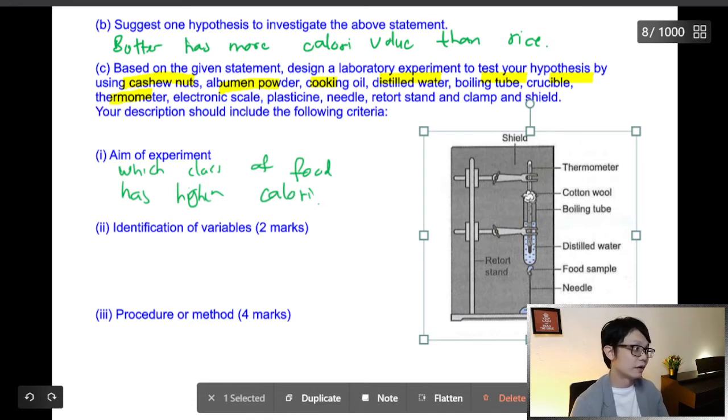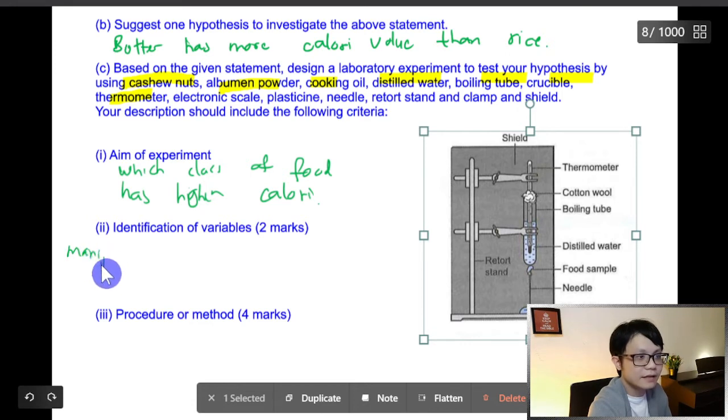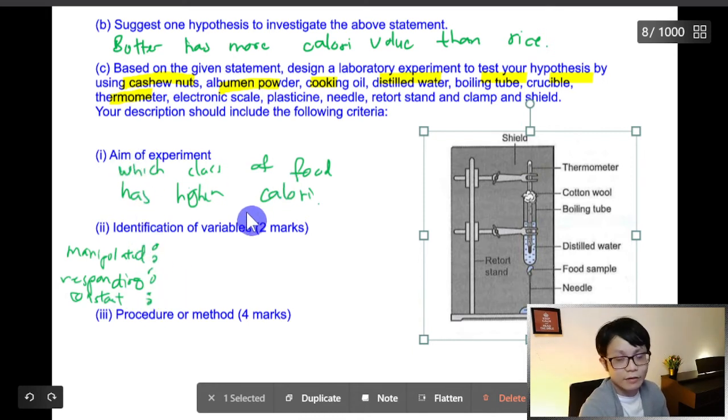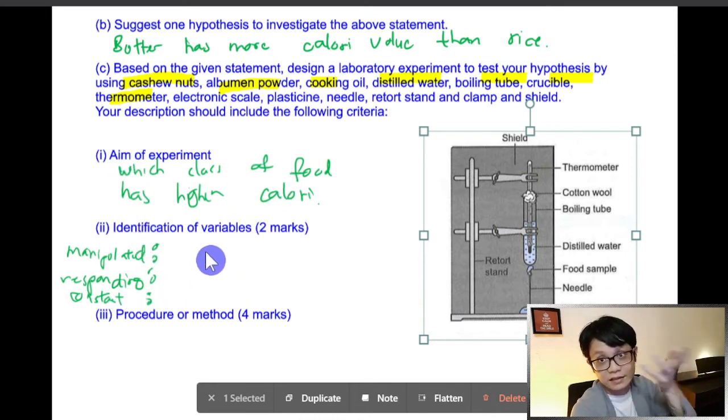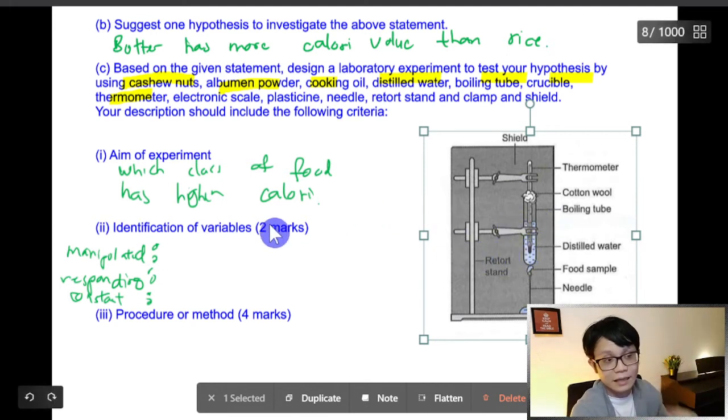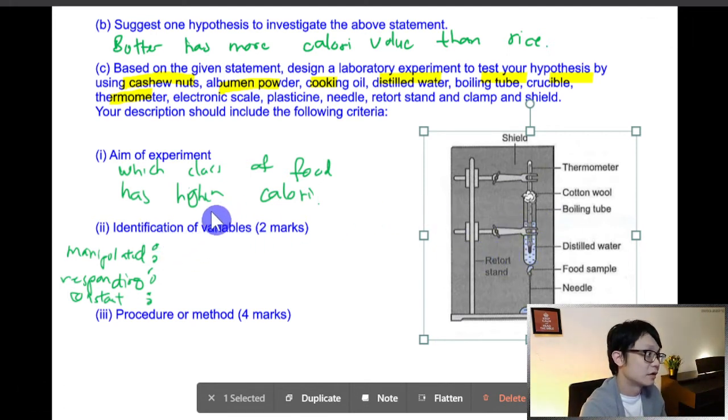Also, we need the identification of variables. We usually have three variables, correct or not? We have the manipulated variable, the thing that we want to change. The responding variable means the thing that responds to the experiment, the effect of it, and we have the constant variable. So the manipulated variable is the thing you want to change. What is the thing that you want to change? It's very obvious, right? It's the type of food. You don't want to change the beaker, right? The type of food, okay? So I just put the type of food.